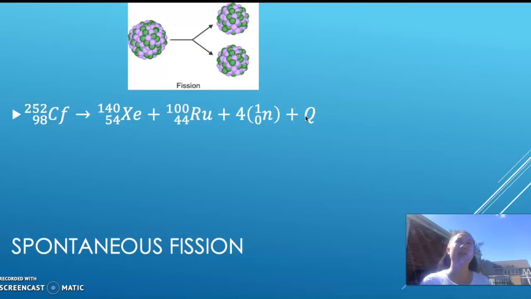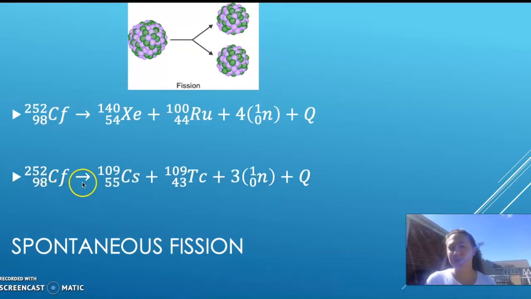And think about it like this. Each of these 6 particles, 1, 2, 3, 4, 5, 6, has to have kinetic energy, and that kinetic energy gets split between all of those pieces. A thing about spontaneous fission is it doesn't always occur perfectly predictably. So the same californium atom could also split apart into cesium, technetium, and 3 neutrons plus energy.